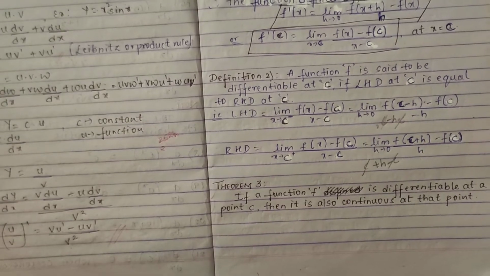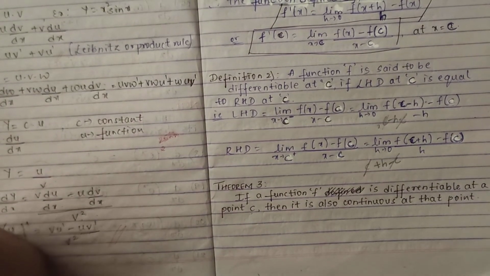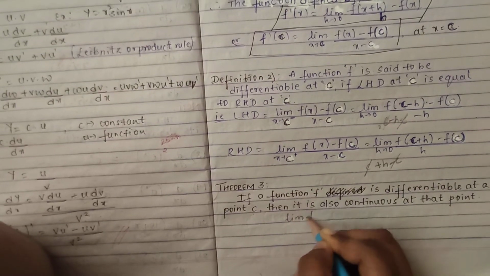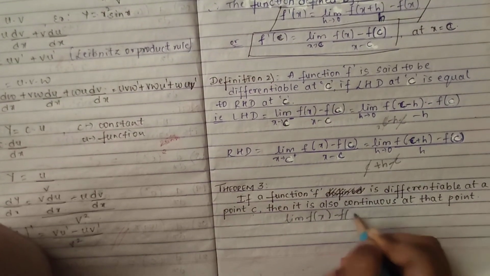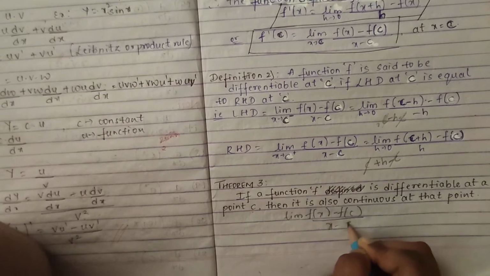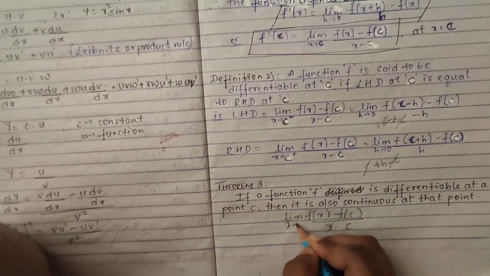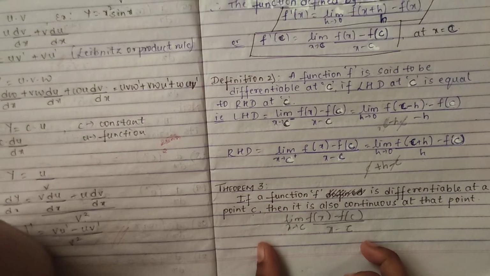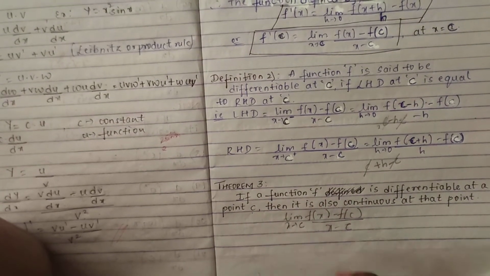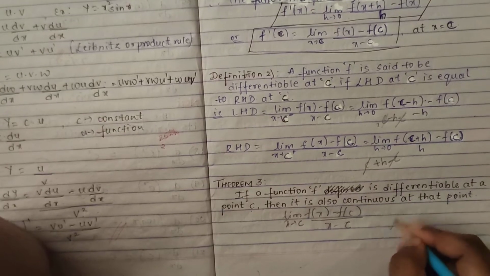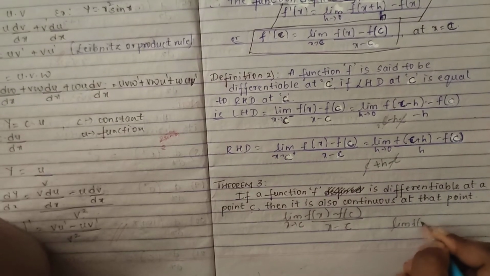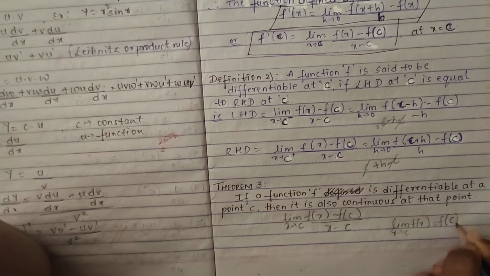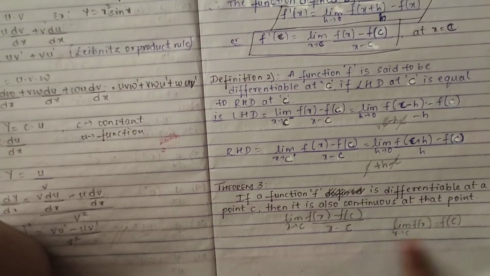In this, they are telling that f is differentiable. Differentiable means what is our definition? The limit of f of x minus f of c over x minus c as x tends to c. So they are telling this is differentiable. I am telling you the theorem's meaning: if this is differentiable, then it should be continuous. Continuous, we have seen, means the limit of f of x as x tends to c is equal to f of c. This is your definition, right?